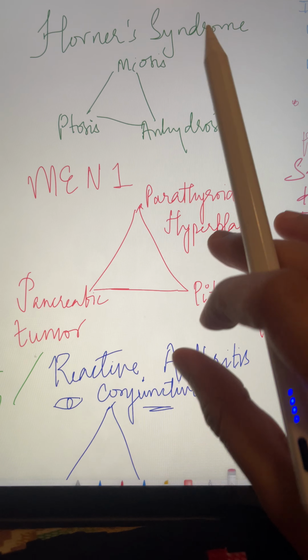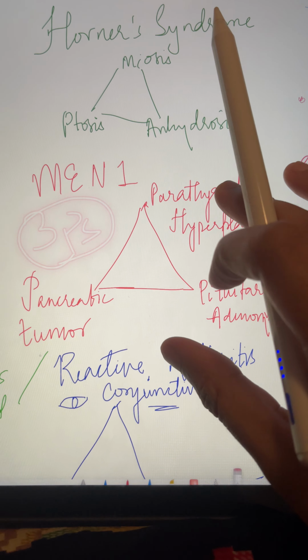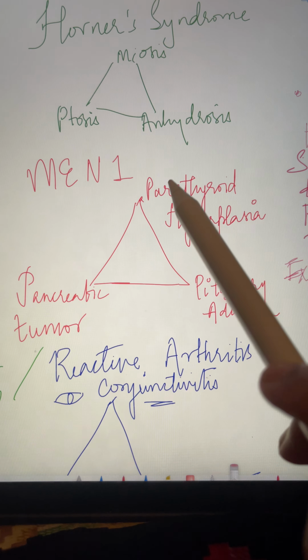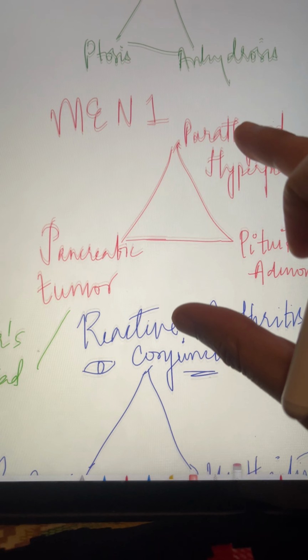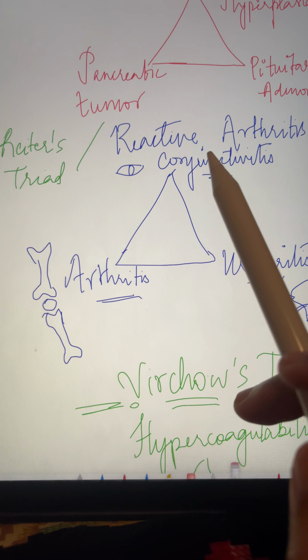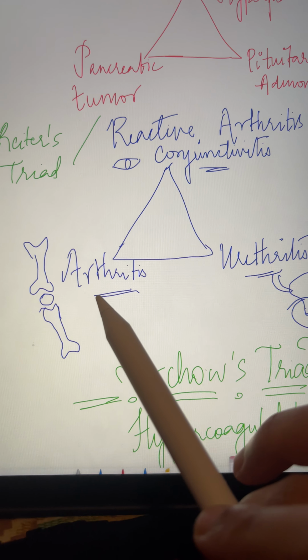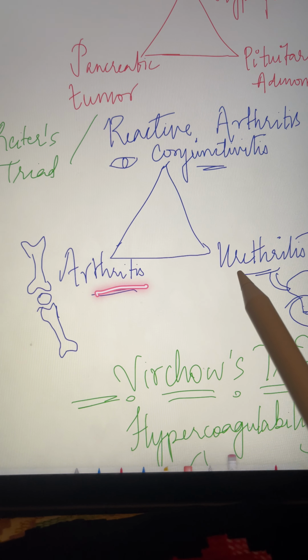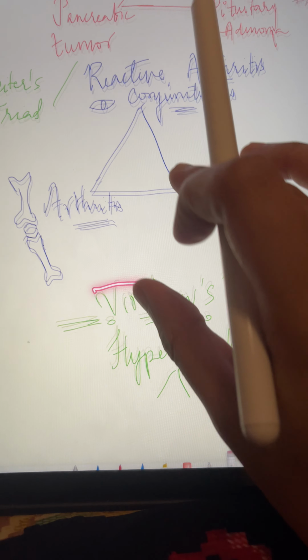Then we have the MEN syndrome, which includes the 3 Ps, starting from head to toe, that is pituitary adenoma, parathyroid hyperplasia, and pancreatic tumor. Pituitary, parathyroid, and pancreatic. Then we have the Reiter's triad or reactive arthritis, starting with arthritis itself being one of the components of the triad. We have arthritis, urethritis, and conjunctivitis, all ending with itis.